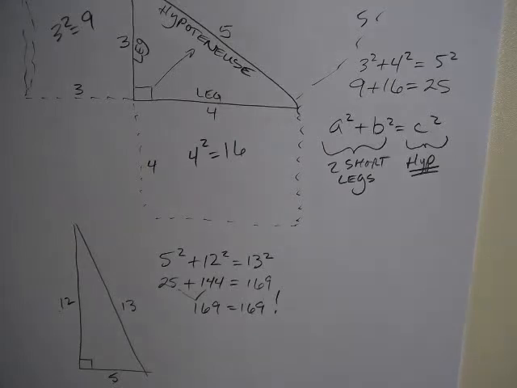And the hypotenuse is always across from the what? The right angle. Yep, always across.